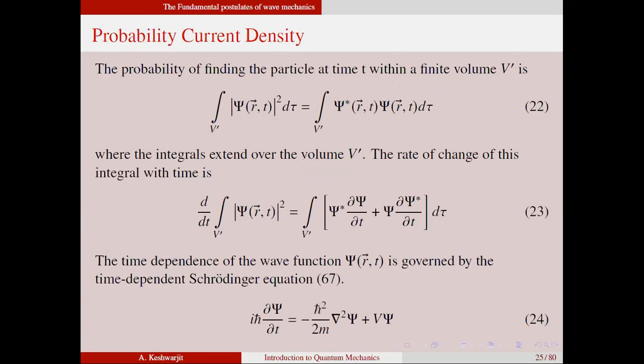Then let us look at another interesting quantity, and this quantity is called the probability current density. The mathematical calculation is similar to what we have just done, so I can go a little fast here. The probability of finding the particle at time t within a finite volume V prime is given by this expression.